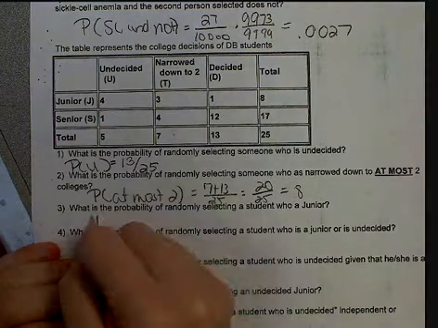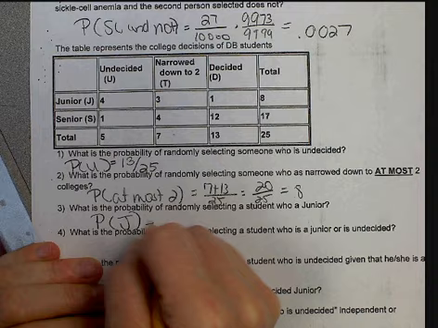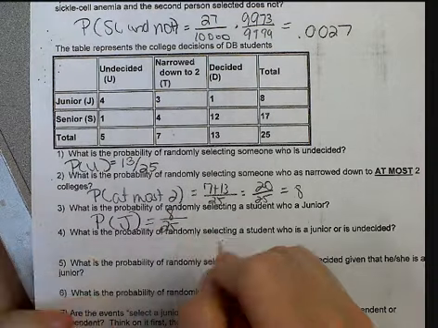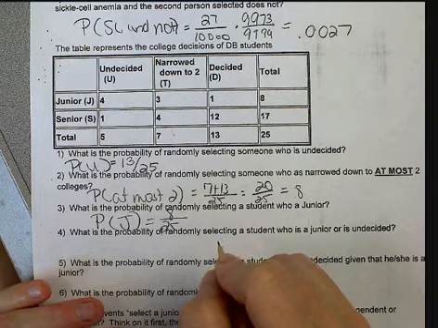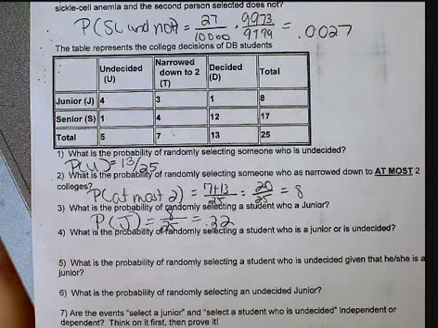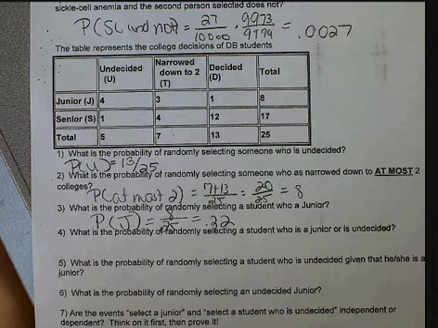What is the probability of selecting a junior? Once again, we only have 25 students. Of those 25, 8 are juniors. What is the probability of selecting a student who is a junior or is undecided?